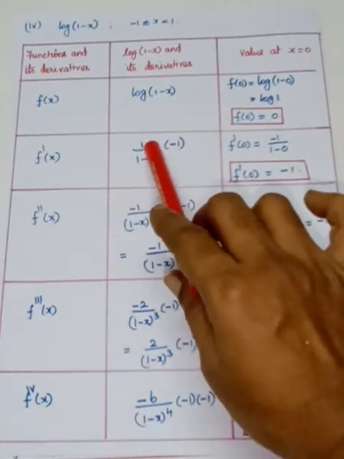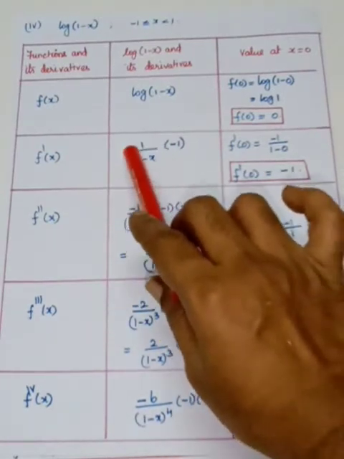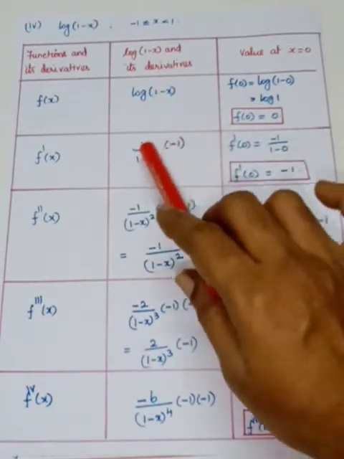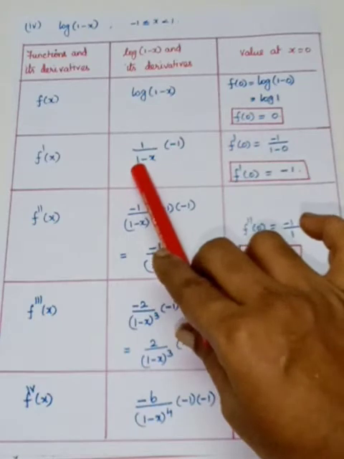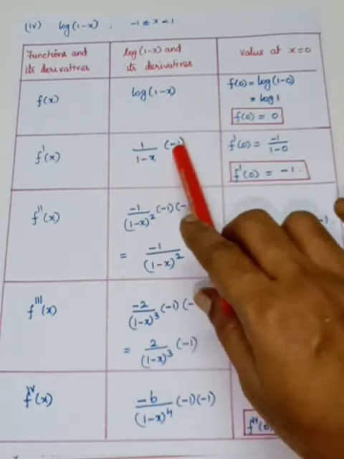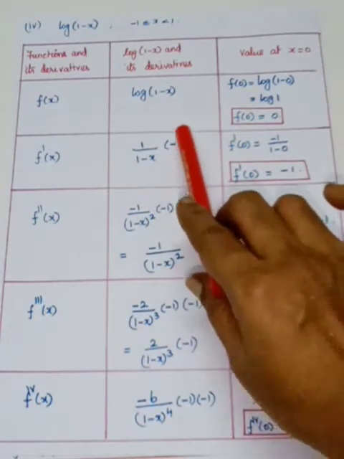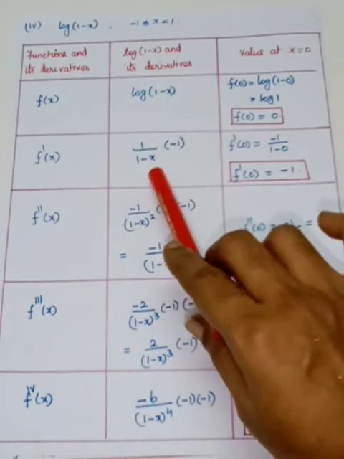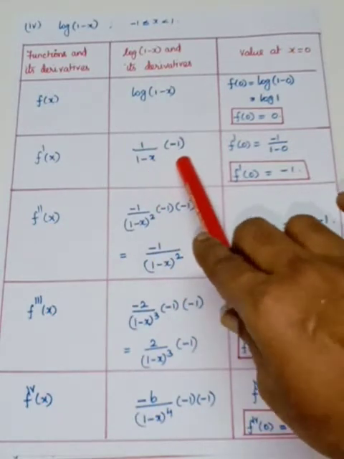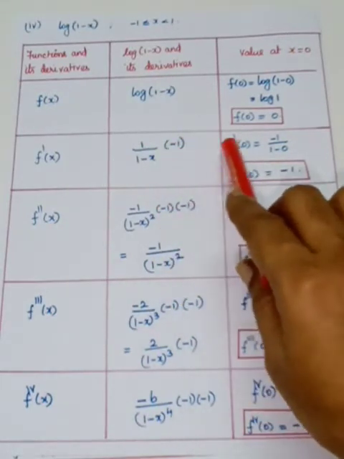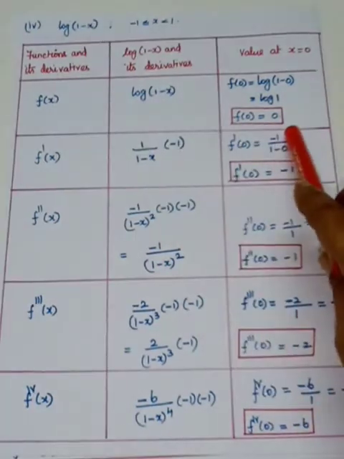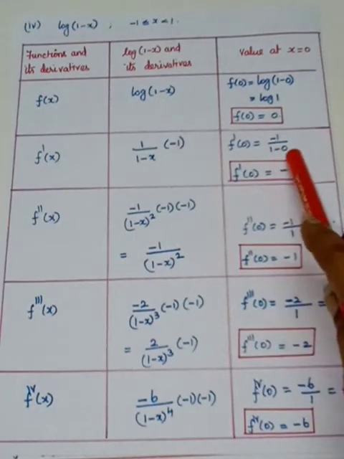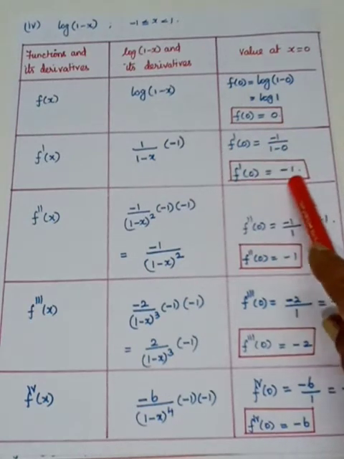After that, according to the chain rule, what is kept as x has to be differentiated. So 1 minus x, if you differentiate, the differentiation of 1 is 0, and the differentiation of minus x is minus 1. So you will get 1 by 1 minus x into minus 1. Now substitute x as 0. In the numerator, 1 into minus 1 is minus 1, divided by 1 minus 0. Minus 1 by 1 is minus 1.